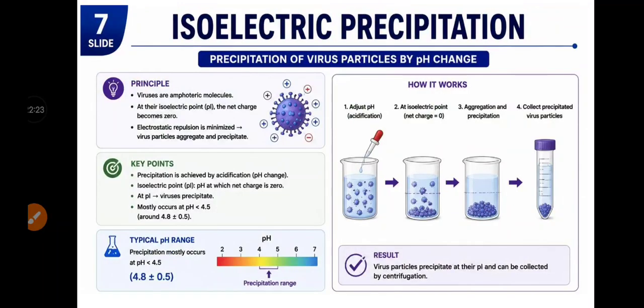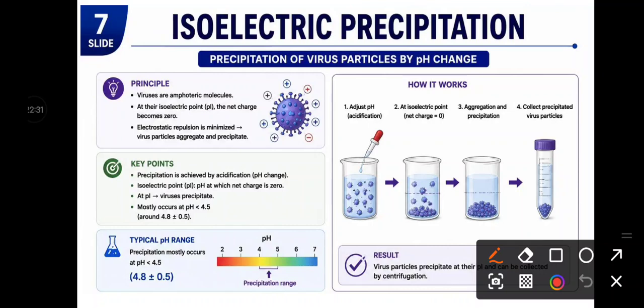Next method is isoelectric point. Here the virus is precipitated by pH change. The major principle is, the virus is an amphoteric molecule, both positive as well as negative charges are there. Positive charge is imparted by the proteins and the negative charge by the nucleic acid. So what we generally do is acidification. At the isoelectric point, the net charge will be 0.